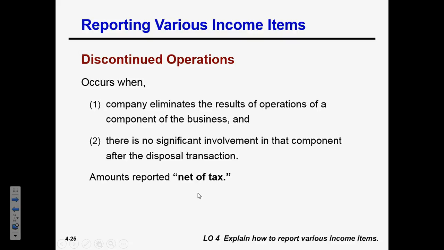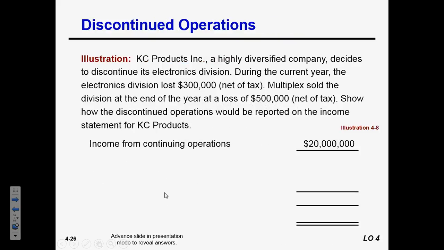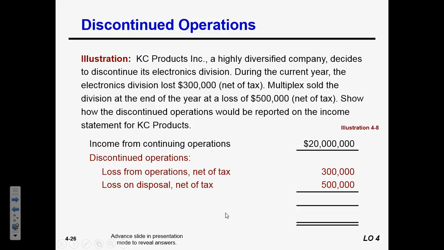So it's a benefit to you, okay? It reduces the loss, basically. All right, and here's an example. They show the income from continuing operations, and then in discontinued operations, here's a loss from operations, net of tax, and a loss on disposal net of tax. Now, this is the point here. We are going to show it separate from continuing operations. What would be above here?